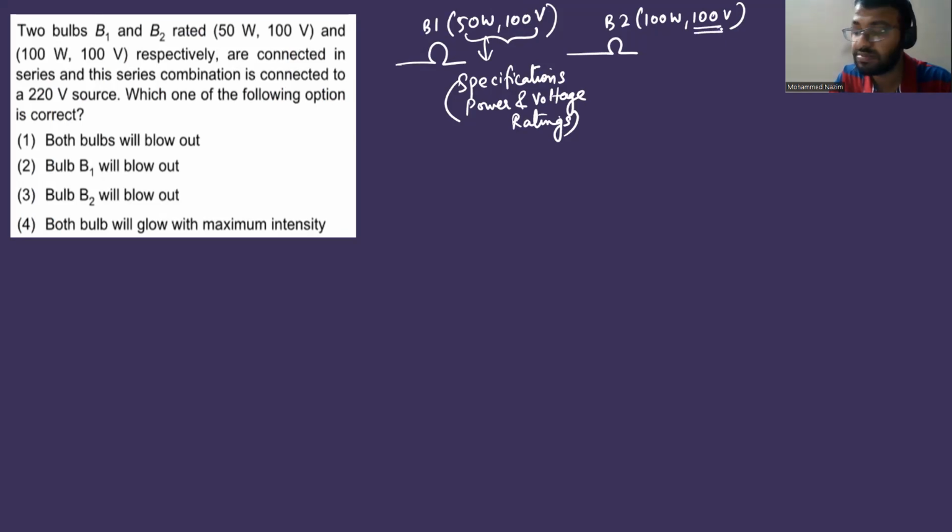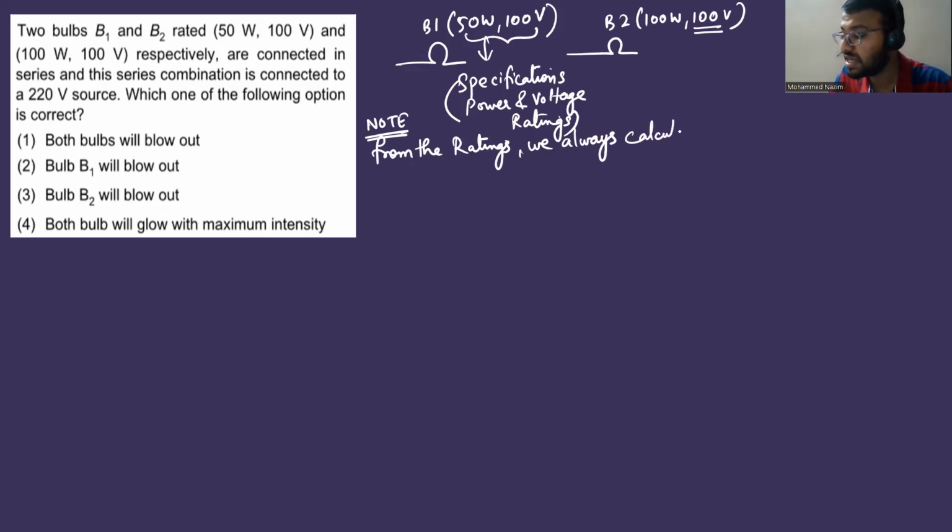Similarly, across this bulb also, if the voltage is more than 100 volt, what is going to happen? It is going to fuse out. Now, this is the point to be understood, so you can write it as a note. From the ratings, we always calculate the resistance of the bulb. We can also calculate the safe current that the bulb will handle, but here we will calculate the resistance of the bulb.